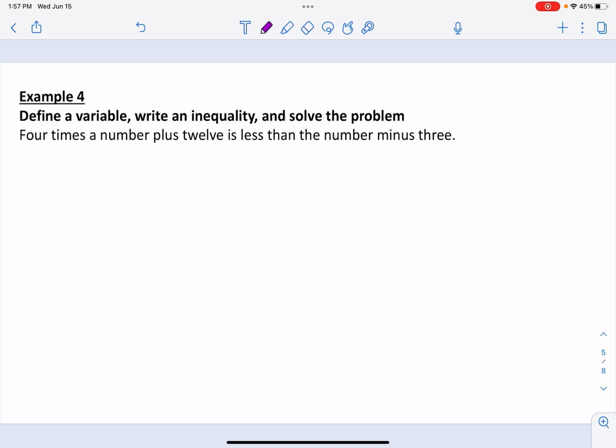Okay, define a variable, write an inequality, and solve the problem. Okay, so I am going to say n is my number. I have to define my variable. 4 times the number plus 12 is less than the number minus 3. Okay, 4 times the number plus 12 less than the number minus 3. Oh, that was kind of fun.